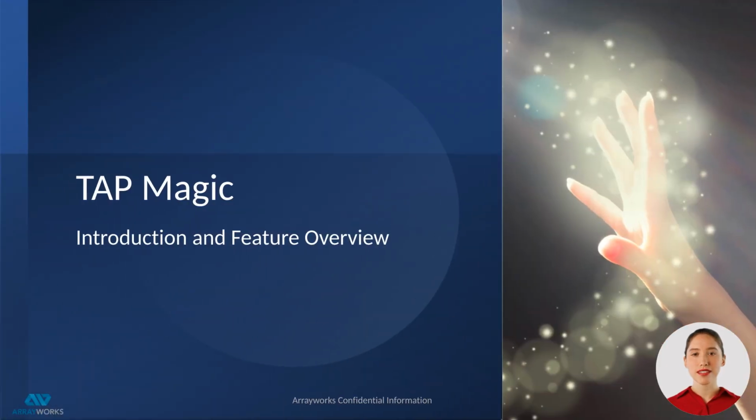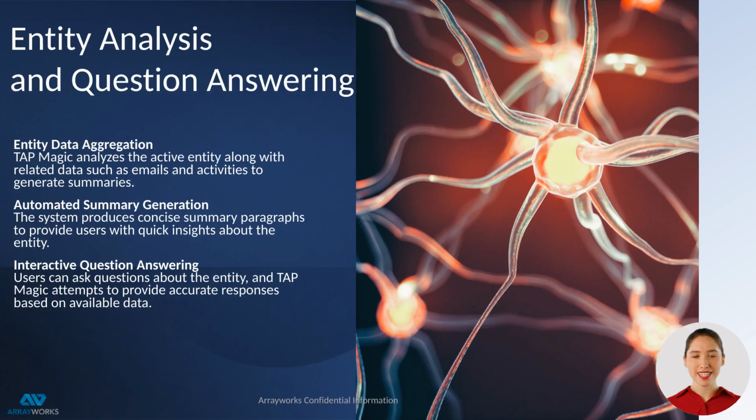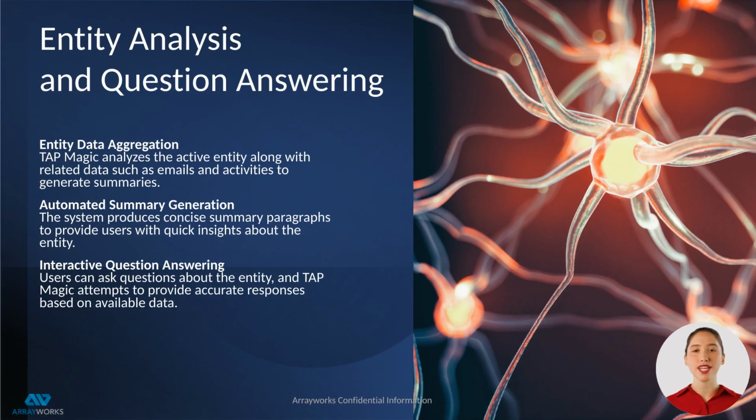The Tap Magic panel is going to be your Gen AI assistant. It's going to live next to your entity, and it's going to give you helpful summaries. It's going to give you next best action. It's going to answer questions. It's going to take a look at what you have on your main screen and give you insights without having to go through all the other tabs. It will summarize them and give you the highlights.